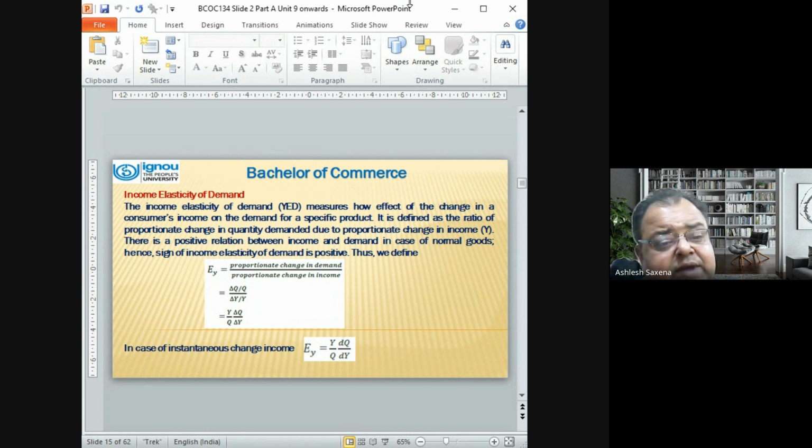How this can be written as a mathematical relation: EY is equal to proportionate change in demand upon proportionate change in income. The demand function will be delta Q by Q and the income function will be delta Y by Y. Reforming them, it will become Y by Q into dQ by dY. So for the case of an instantaneous change of income, it will become Y by Q into dQ by dY.